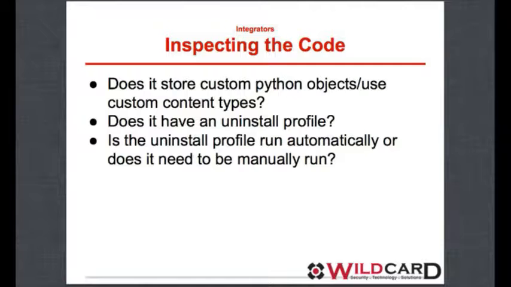And some more things you can do. If you can look at the code and see if it's using custom content types, or if it's storing custom Python objects in the database, those are things that can provide problems for you if you ever try to uninstall it, because you have to remove all that data from the ZODB before it really uninstalls cleanly, and that has problems for people. Does the product have an uninstall profile? And is that automatically run when you uninstall it? What people don't realize is while some products have uninstall profiles, they haven't set it up so it actually is automatically run when you click the uninstall button. It's kind of weird.